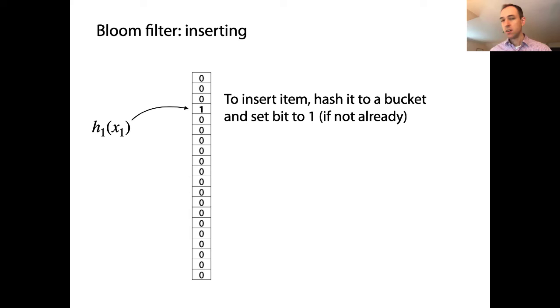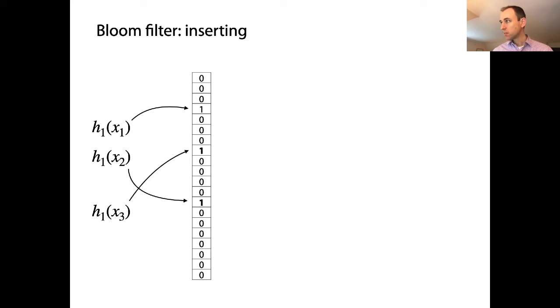Okay, so that's the insert procedure. I say set the bit to 1 if not already. If it's already 1, we do nothing. Okay. So let's say I've done this for 3 different items, x sub 1, x sub 2, x sub 3. They've all gone to different buckets. Those are the 3 slots containing a 1 in this picture.